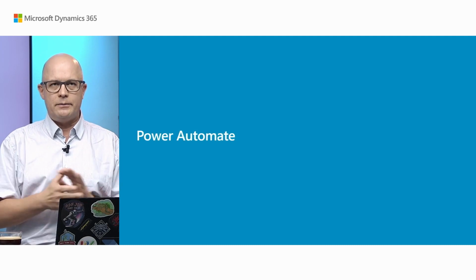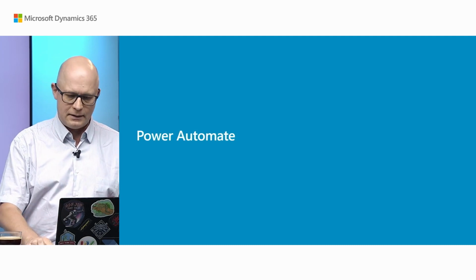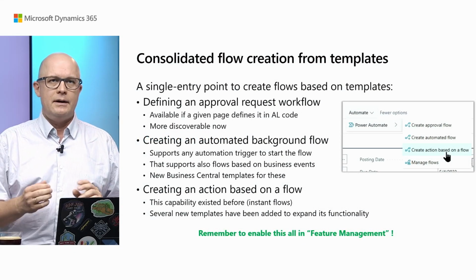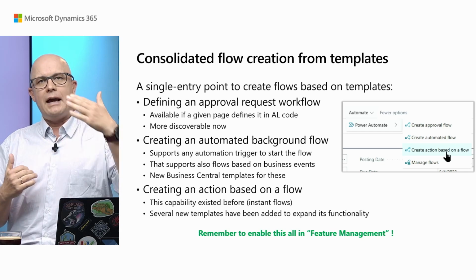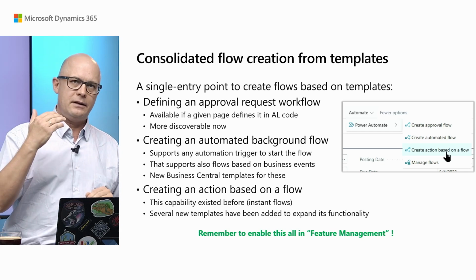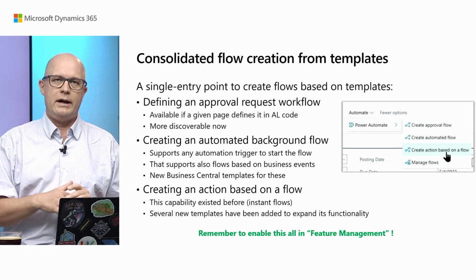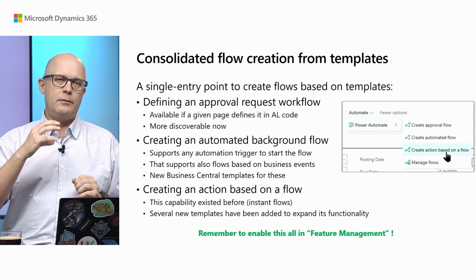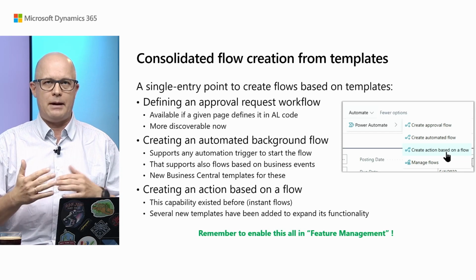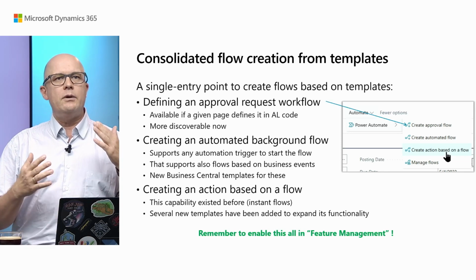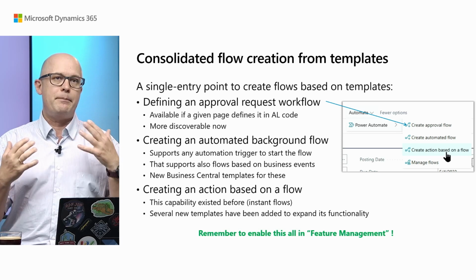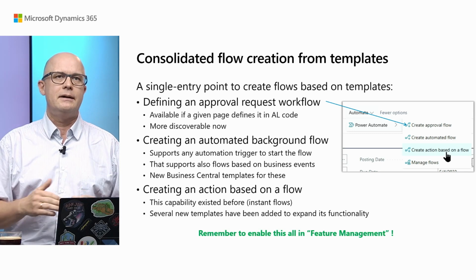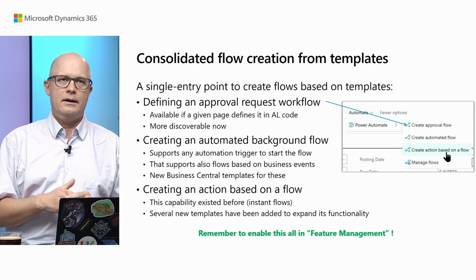Let's start with Power Automate and the enhancements we have done in that area. And that all starts from the way you create flows. You know that in Business Central, you have the Automate group in most of the pages, and that's where Power Automate integration is located. And right now, in this wave, we created a very easy way to distinguish between those three different ways of creating Power Automate flows. You will see approval workflows, so on pages that support approvals, for instance, sales order, you will see an action to create an approval workflow.